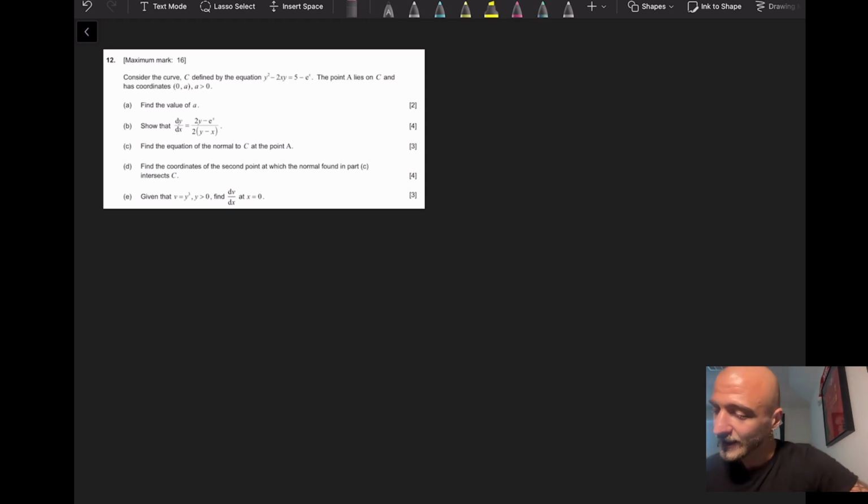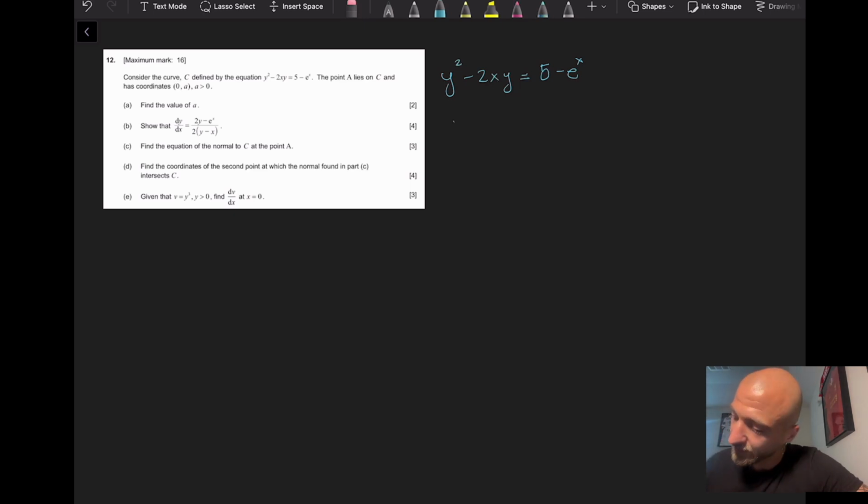Let's get to it. So we've got the curve C defined by the equation y squared minus 2xy equals 5 minus e to the x. There's our curve. Point A lies on C and it's evaluated at the point (0, a).